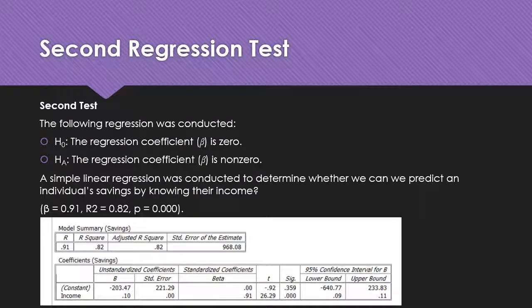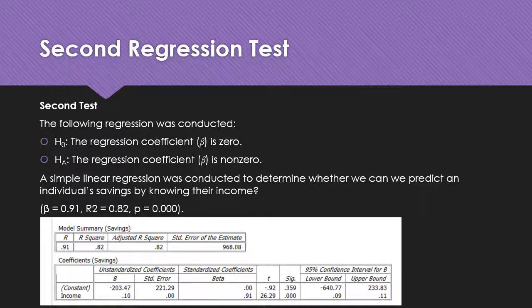In this second regression test, we looked at whether we can predict an individual's savings by knowing their income. And here a pretty different picture emerged. You can see here that the R-squared is 0.82, the slope is 0.91, and we have a 0 p-value, in that there's really no coincidence that there's a relationship between the dependent and independent variable.